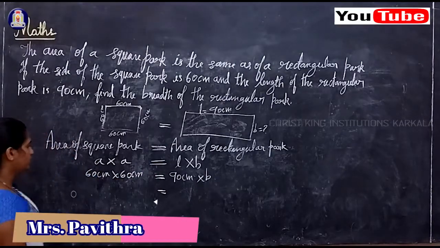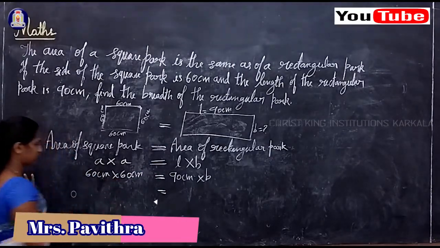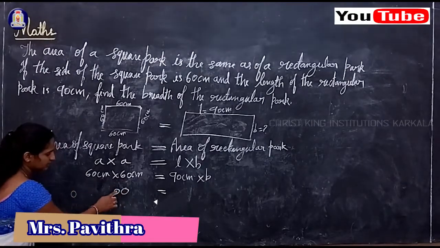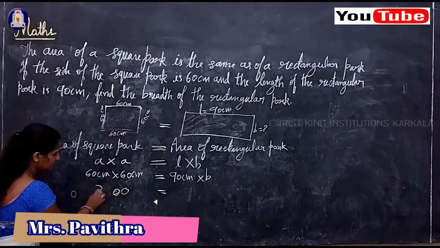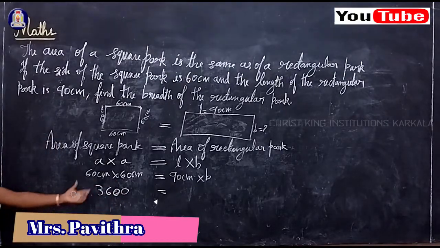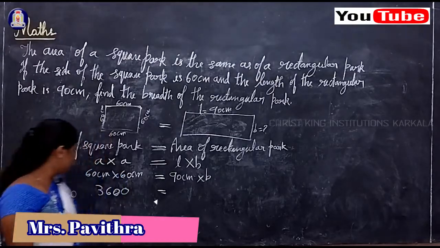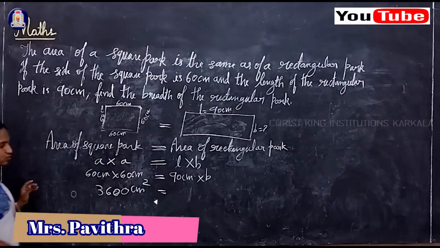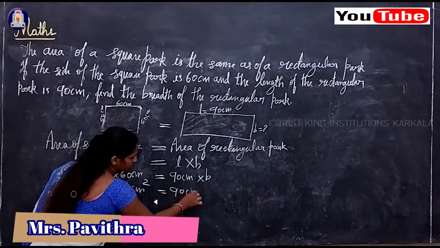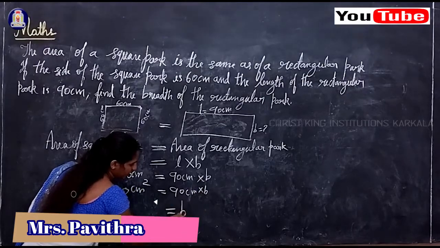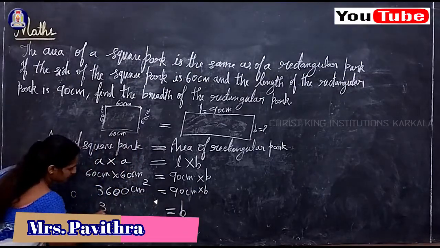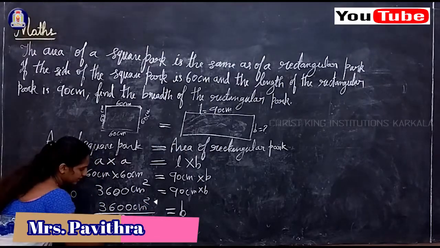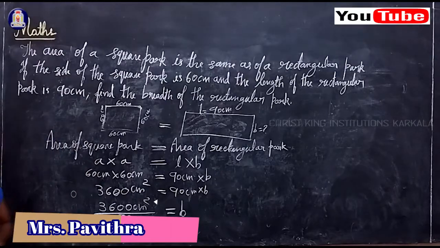Clear? So now what we have to do? You have to multiply these two, 60 into 60. So see, 2 zeros are there, write 2 zeros as it is. Now 6 sixes are 36. So 60 into 60 is 3600 centimeter into centimeter, centimeter square, is equal to 90 centimeter into B. So we want to find B. So B will remain in the same place. 3600 centimeter square divided by 90 centimeter.